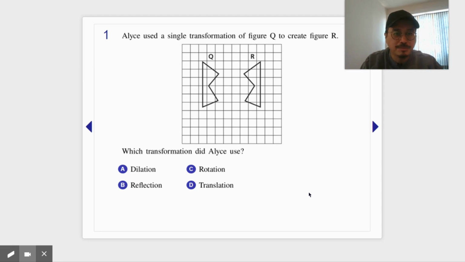All right, okay. So number one, Alice used a single transformation from Q to R. What transformation did she use? Now, if you haven't been paying attention in the last couple of days, don't pick A, C, or D just because you've never heard those words before. No, you pick the word that you see the most. So reflection is the only thing we're doing. Okay, all right. Next.